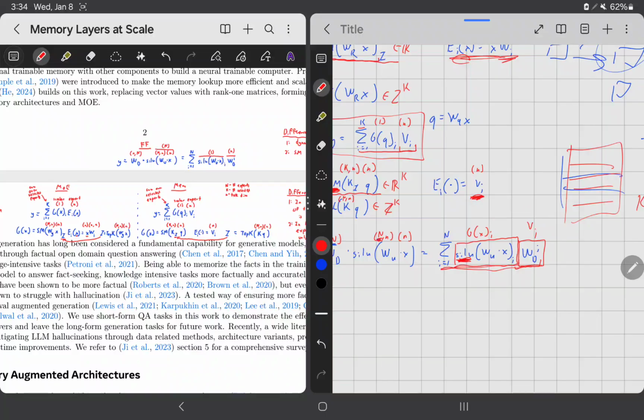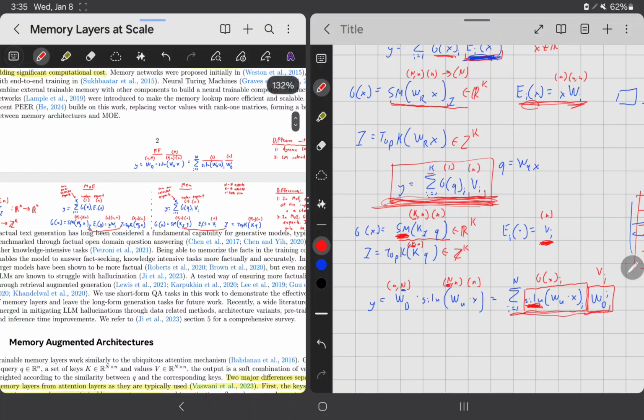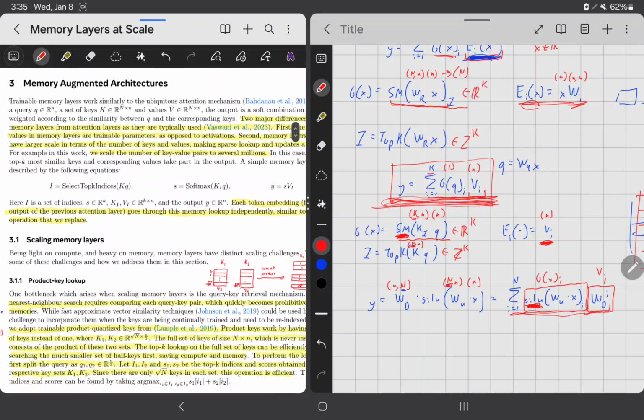You're actually pulling all the tokens from memory, and it uses a SiLU activation function instead of softmax. So yeah, their claim is you can scale this a lot. You can add a ton of tokens in your n dimension here, and you're only indexing k of them at a time. So yeah, that is that.